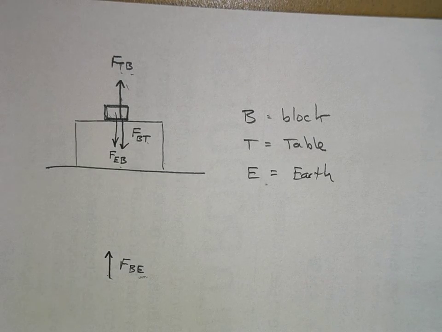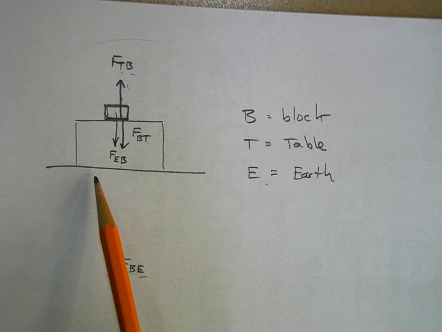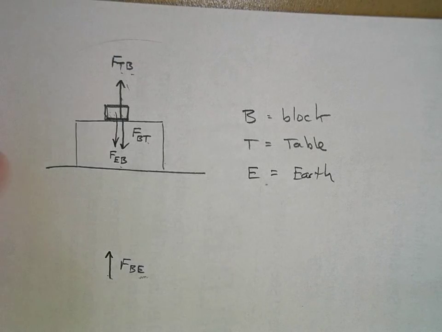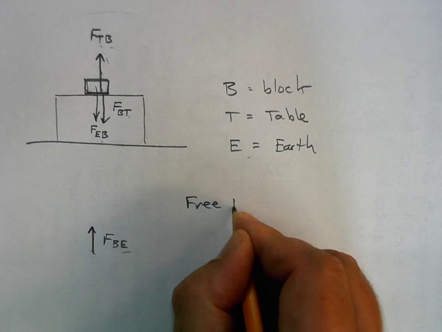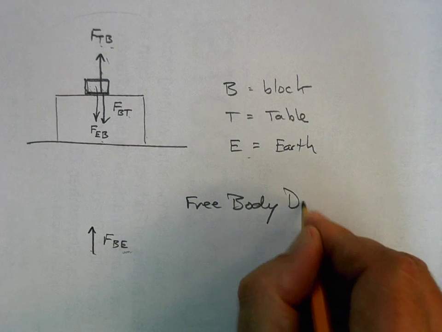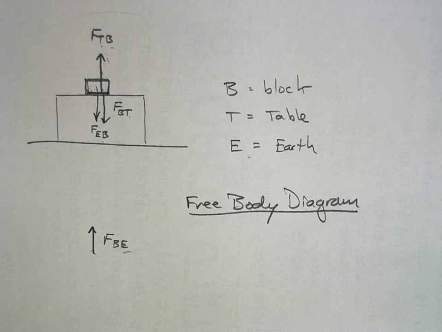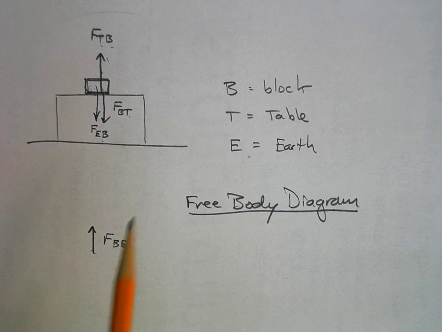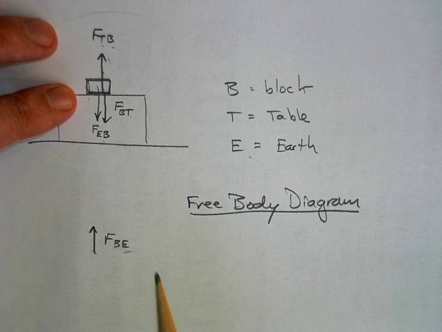Now what I'm going to do is go from the interaction diagram to the free body diagram. So let's draw the free body diagram. Now, a free body diagram shows the forces acting on the object of interest by outside agents. Okay, what does that mean? It means I'm not going to show the forces that the block applies to other things. I'm just going to show the forces that other things apply to the block.